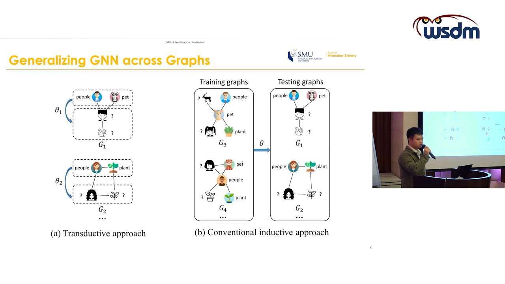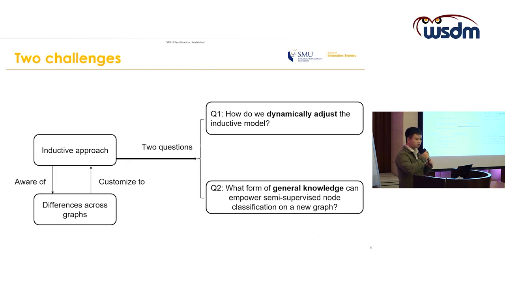Although there are some inductive methods, they train an inductive model to apply to all new graphs, while neglecting the differences across graphs. For example, the Flickr subgraphs of different galleries will have different distributions of nodes and labels. To deal with such inter-graph differences, it remains challenging to formulate an inductive approach that not only becomes aware of, but is also customized to the differences across graphs. To be more specific, there are two open questions to address.